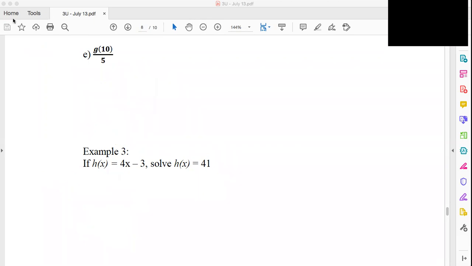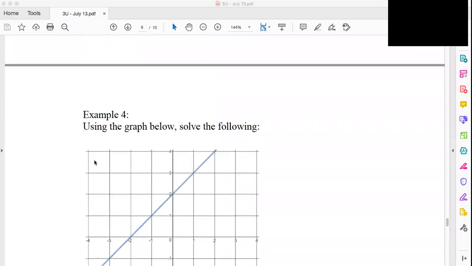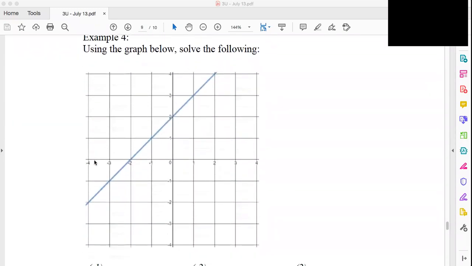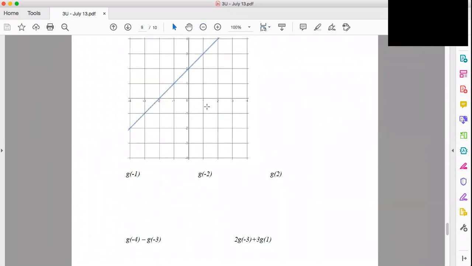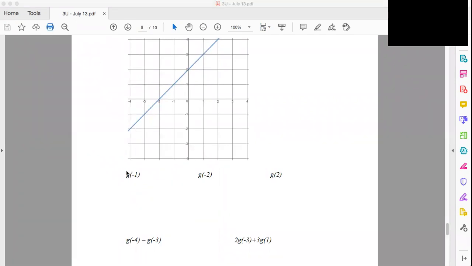So clearing this. So using the graph below, solve the following. So I'm going to make this a bit smaller. That way we can do it at the same time. Quite literally, you're going to look at the graph. So where is x of 1? X of 1 is here. What's our y value? It's 1. That's it. So our x is -2, whereas our y is 0. 2, our y is at 4.